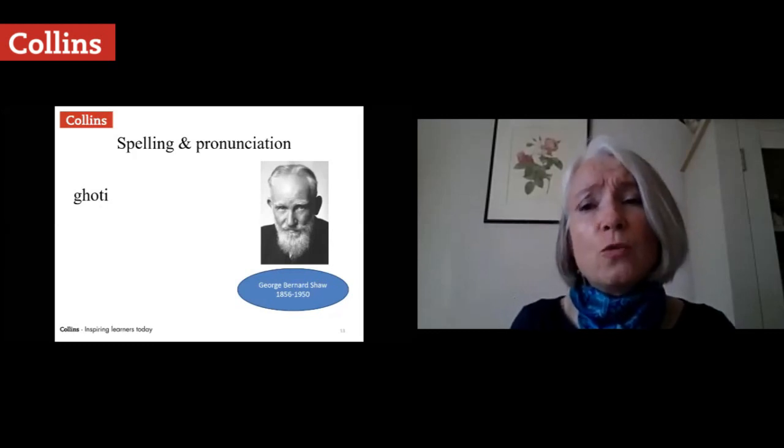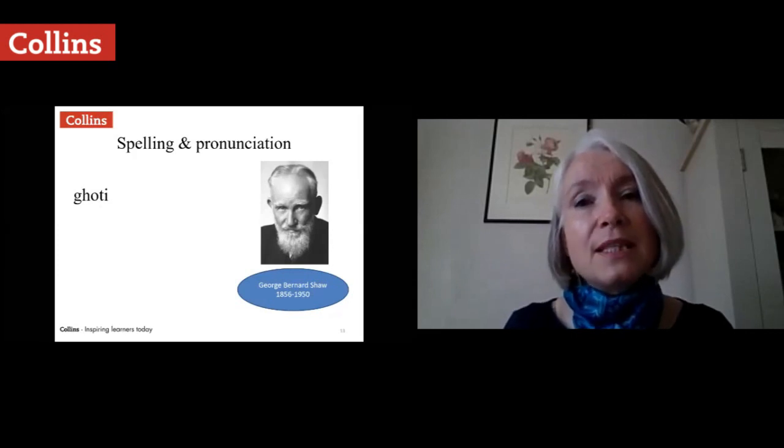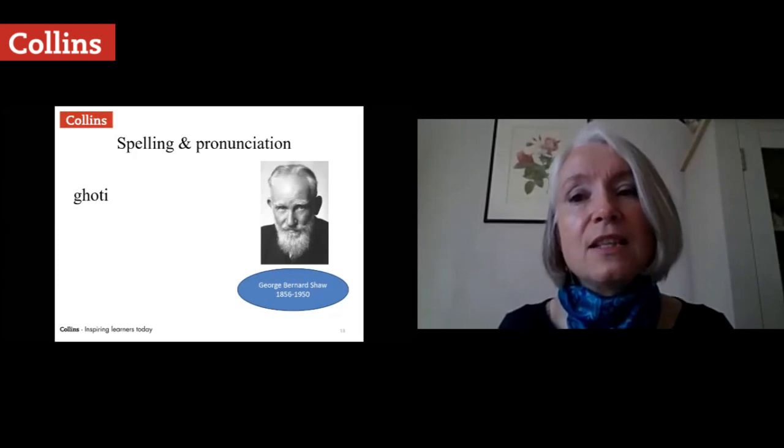George Bernard Shaw was one of the great proponents of spelling reform, and he came up with this example. How do we say this word? Type your answers into the chat box.